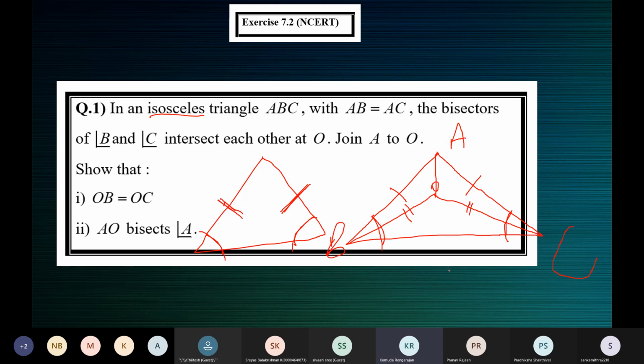Half of angle B: you can take half only when the angle is bisected. And here the angle is bisected, so you can take half. Half of angle B will be equal to half of angle C. See, angle B is equal to angle C, so half angle B is equal to half angle C. Angle 1 is half of angle B, angle 2 is also half of angle B. Half of angle C is angle 3, and the other half of angle C is angle 4.